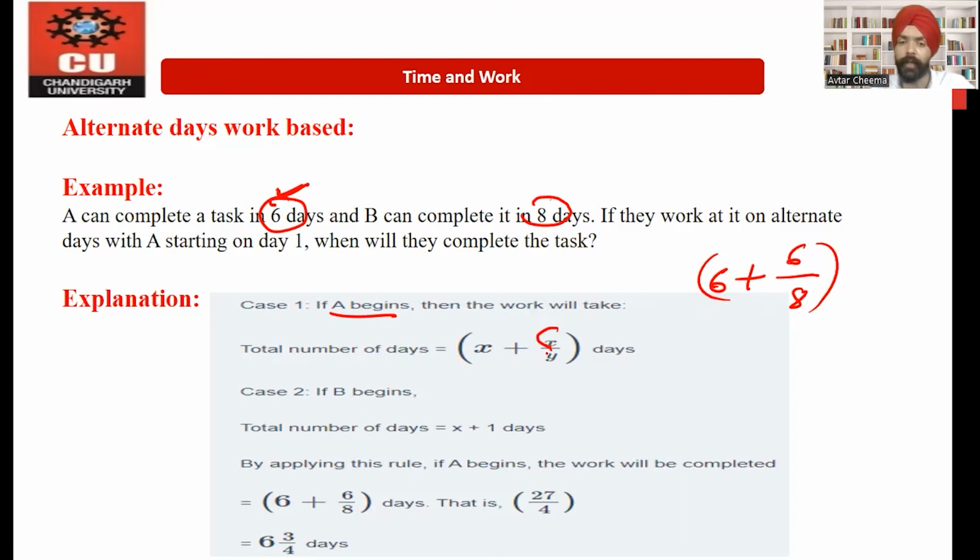If B is beginning this work, then I will write first the number of days of B plus, then that is B upon A. Right.